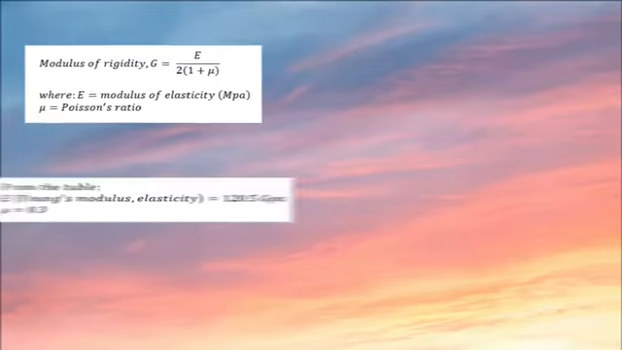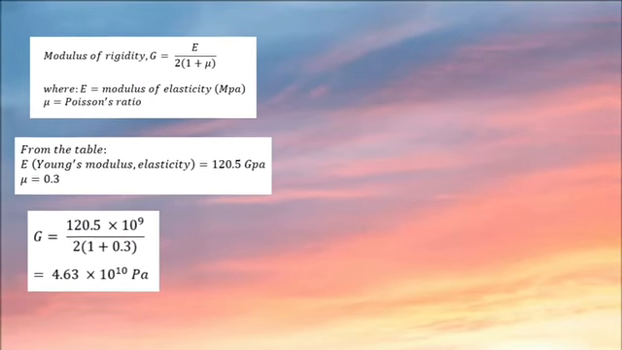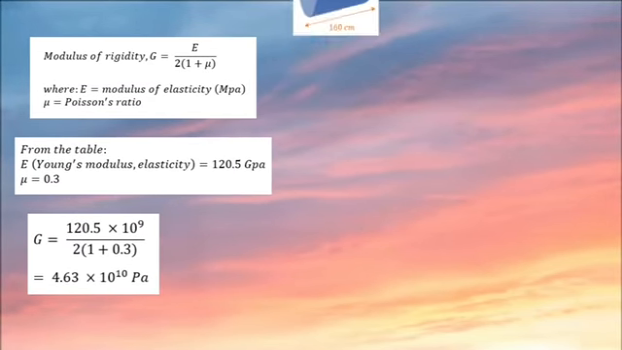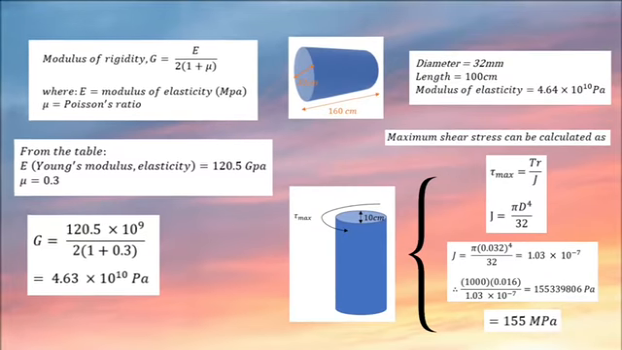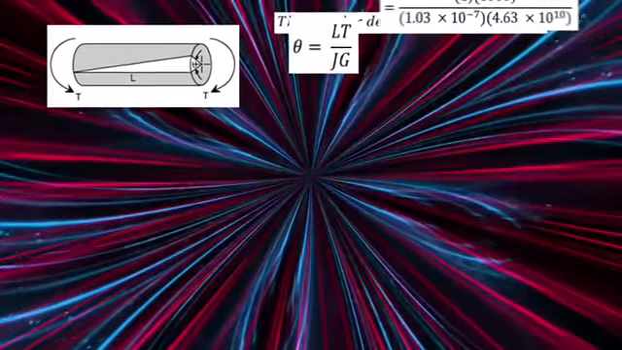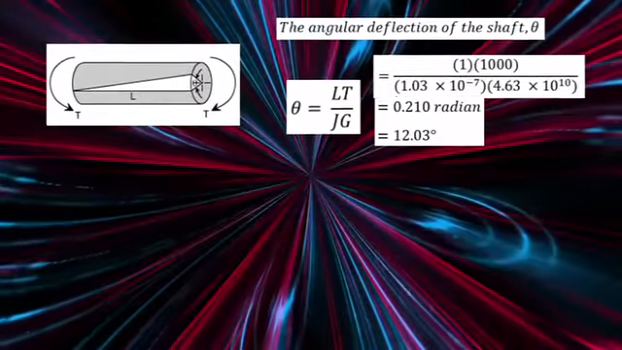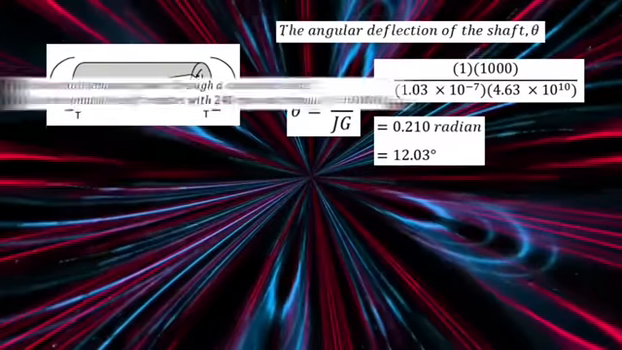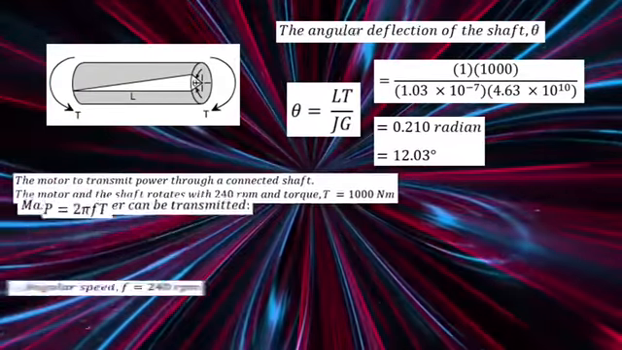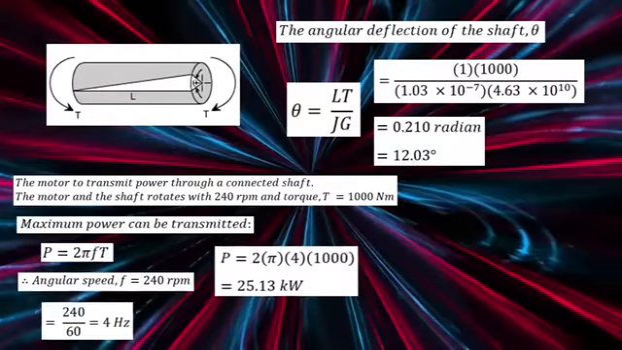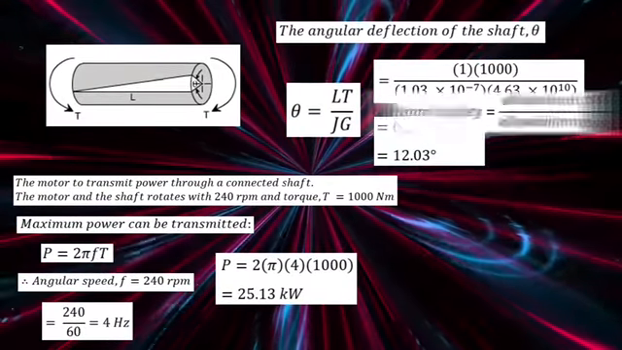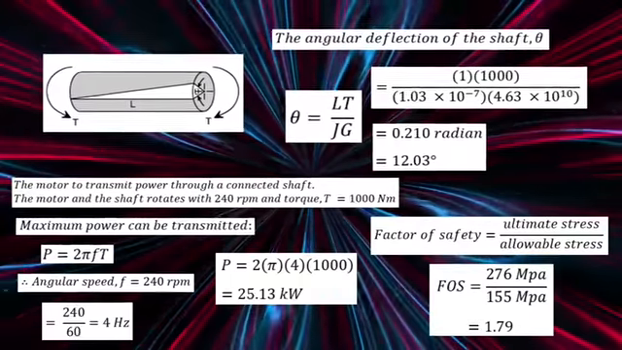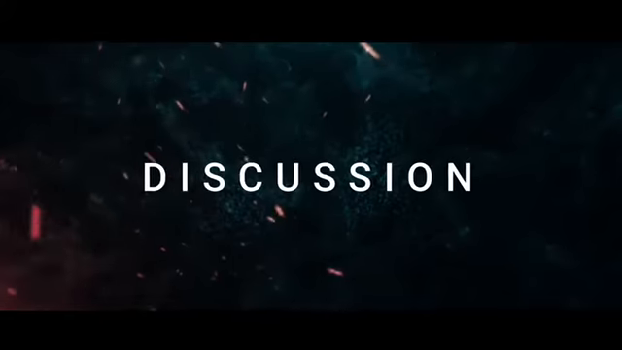Firstly, the modulus of rigidity is calculated. We get G is equal to 46.3 megapascal. Next, the maximum shear stress is determined. We get 155 megapascal. The angular deflection is calculated using the formula TL over JG. Hence, we get 12.03 degrees. The power transmitted is 25.13 kilowatt, so the motor will transfer the maximum power through a connected shaft. Then the FOS value is 1.79, which means the product or the object is safe.